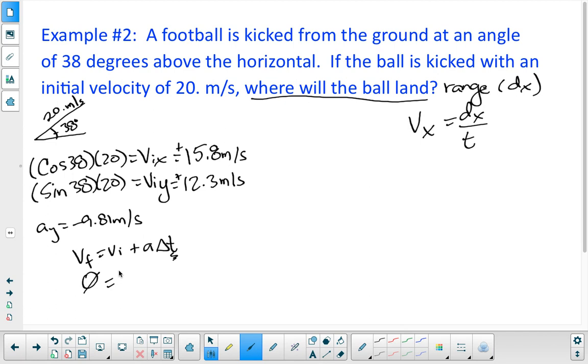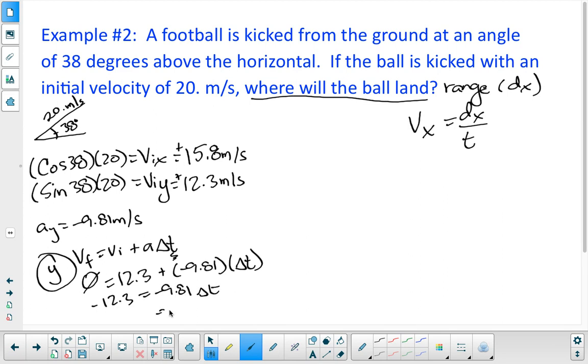And our Viy, and again, this has to be Vi since this is the y component that we're dealing with right now, our Viy would be 12.3 plus acceleration, negative 9.81, times delta t. Now this delta t is only going to be the time to the top. It's not going to be the full time, so I'm going to have to double this when I'm done. So negative 12.3 equals negative 9.81 delta t. That means delta t is equal to 12.3 divided by 9.81, which is 1.25 seconds with sig figs.